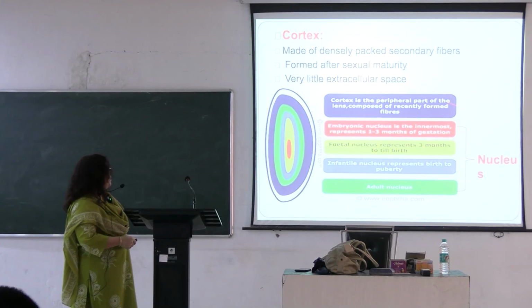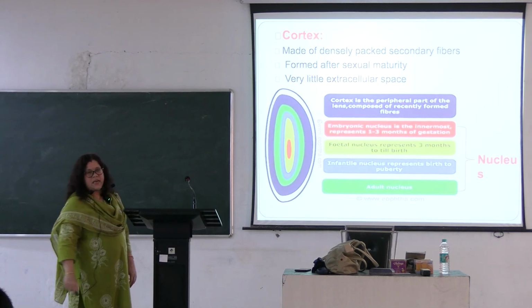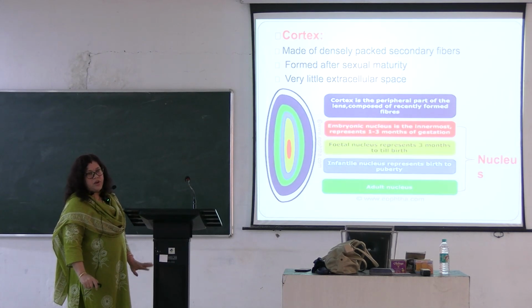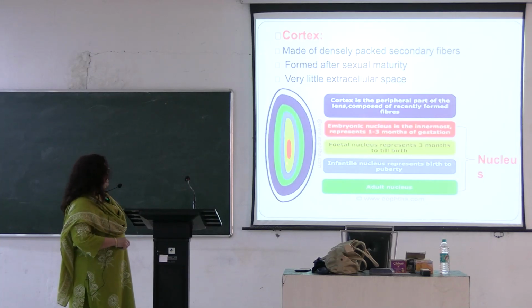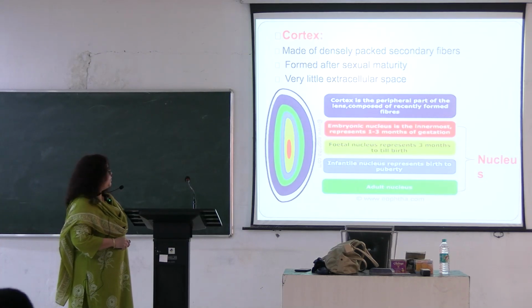So the cortex is the peripheral part of the lens. It is composed of recently formed new fibers, and its central part has the oldest lens fibers. That oldest lens fiber is the embryonic fiber.